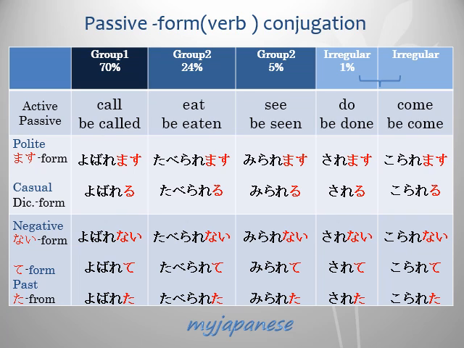You see, there are masu form for polite style, dictionary form for casual style, nai form for negative form, and te form. The last one is ta form for past form. You can see the stem part in black is always the same in passive verb. So you can make each form by adding certain words in red. They are conjugated like verb group 2.